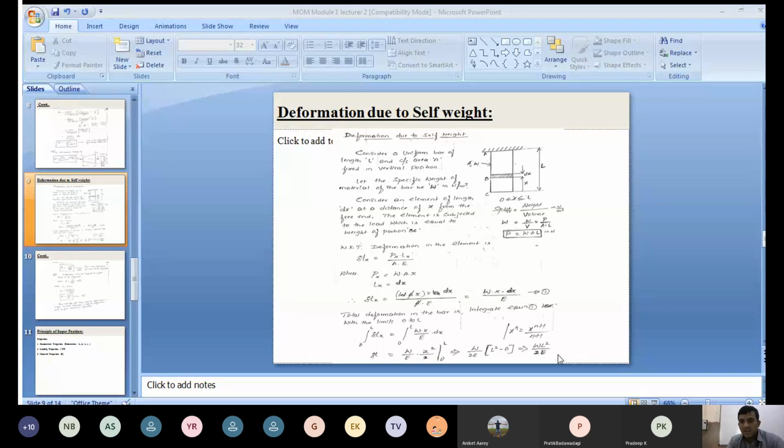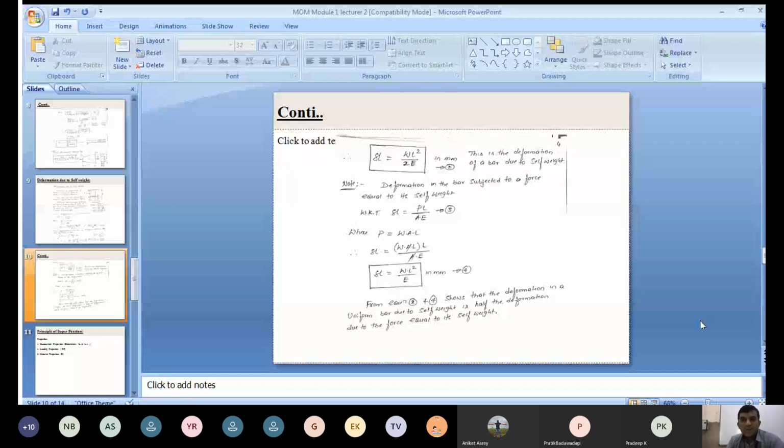Now finally we will get the deformation in the bar when the bar is kept in vertical position, or deformation due to self weight, is WL square by 2E. Remember this equation also. And one more note: if you keep a bar in vertical position, instead of self weight, whatever the self weight is, the same self weight we are going to apply as an external force.